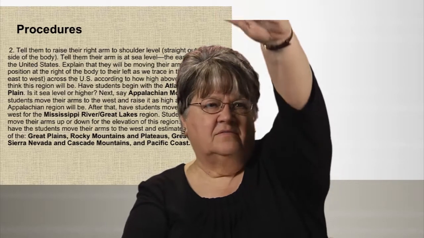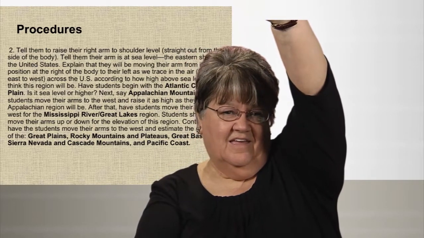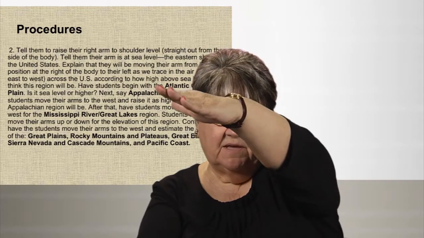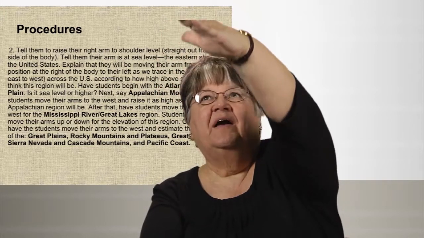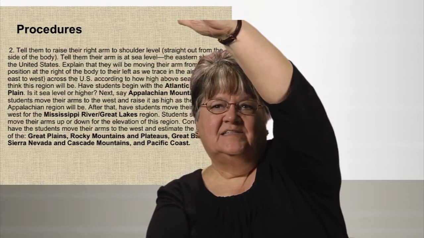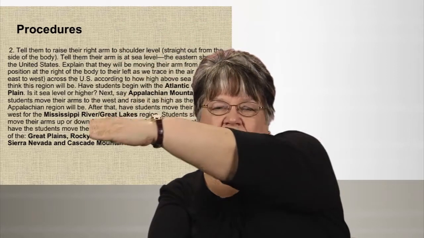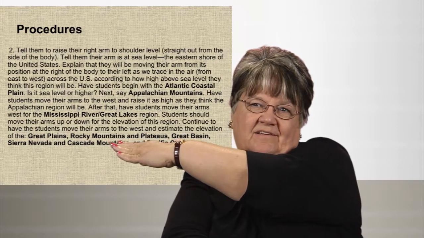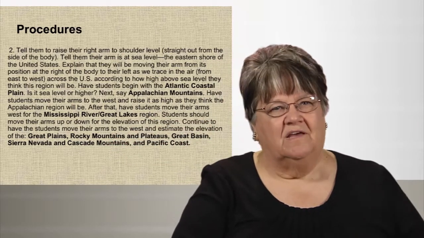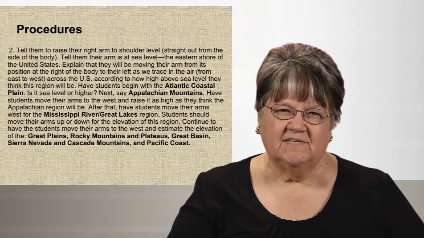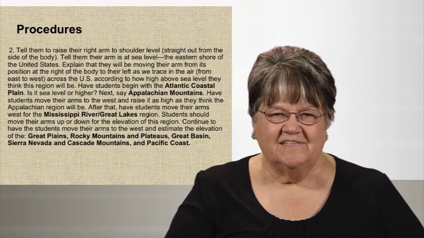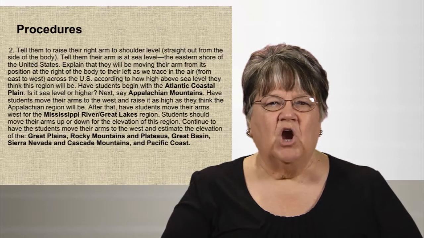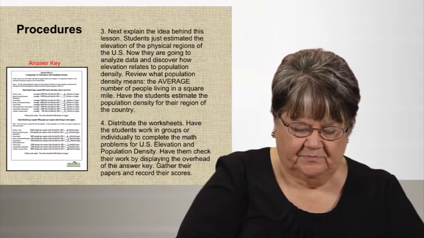And then we have the Rocky Mountains, way high. And then we have the Great Basin, which comes down some. Then it goes back up for the Sierra Nevadas and the Cascades. And then we go down to the Pacific coast, which would be about where your other shoulder is. All right? Have them do that several times. It's really important for those kinesthetic learners to see that this is the elevation, that they can actually do it with their body and get a sense of where our highs and lows are for the United States.